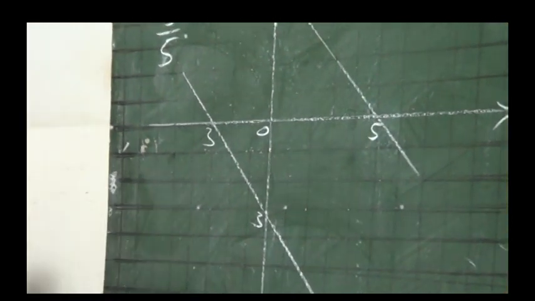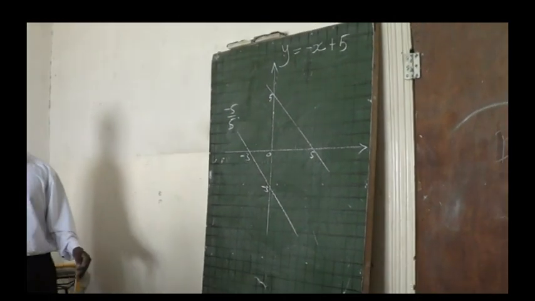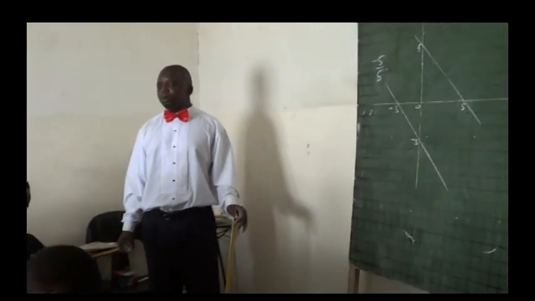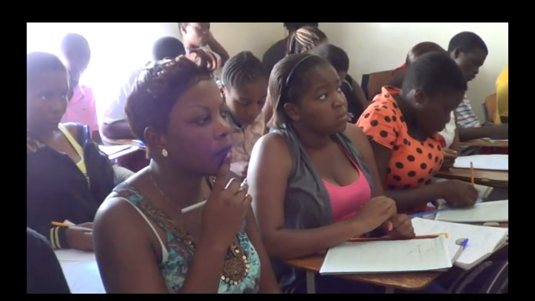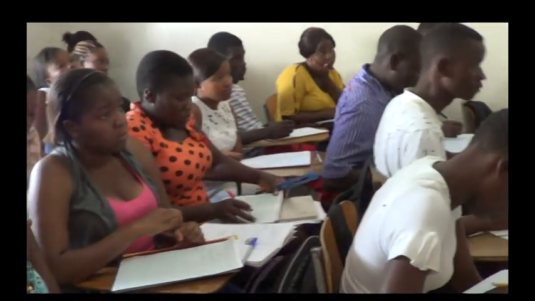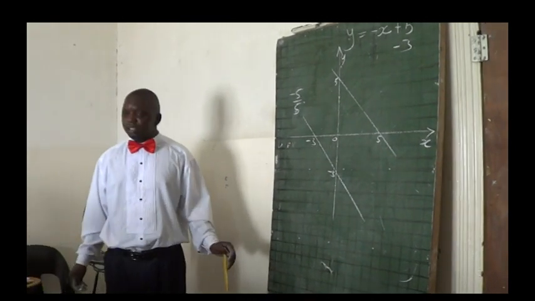What is the equation of this line? Sorry, this is -3. This line cuts the y-axis at -3. So the y-intercept is -3. What about the gradient?